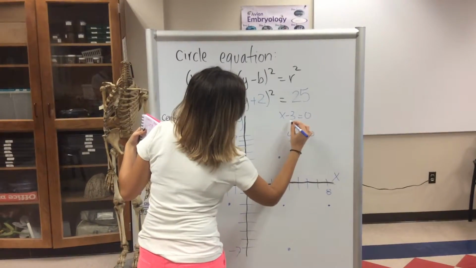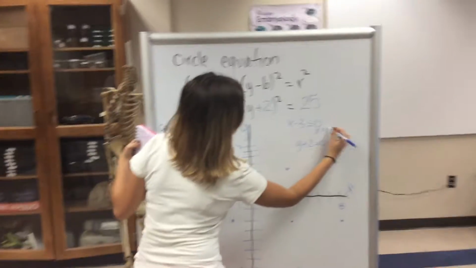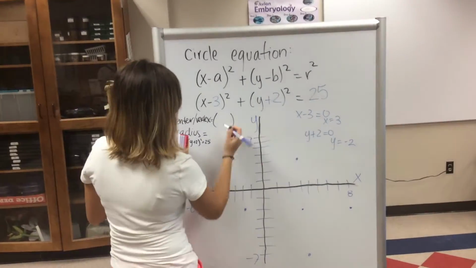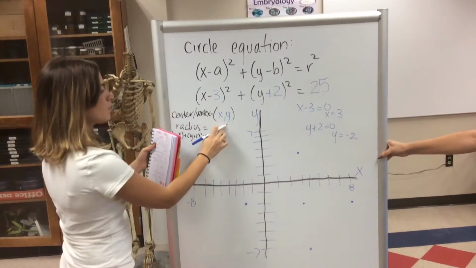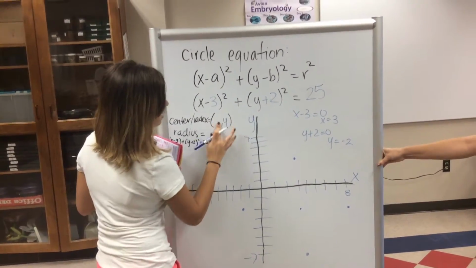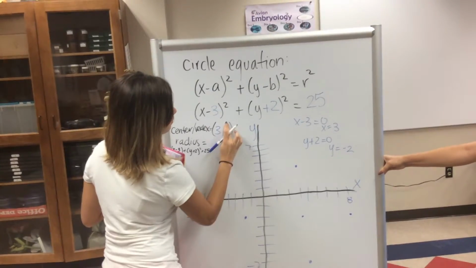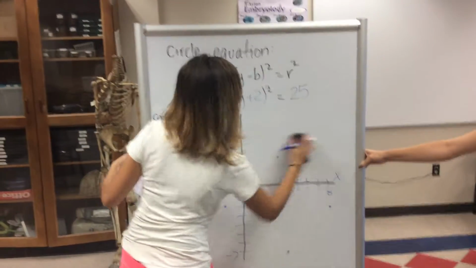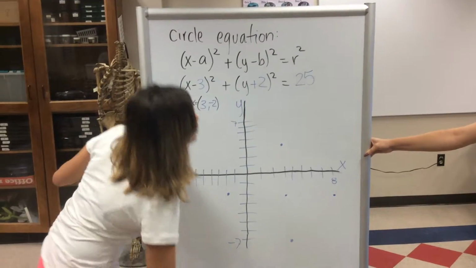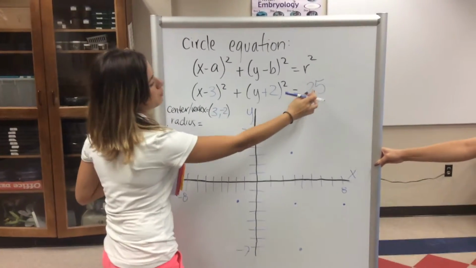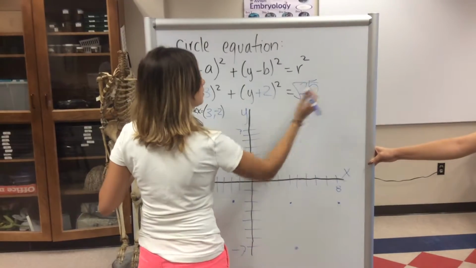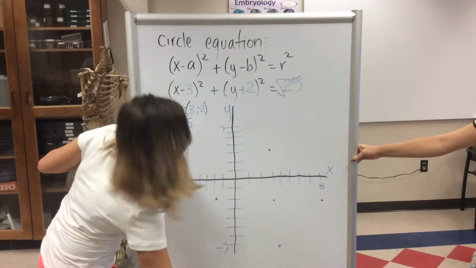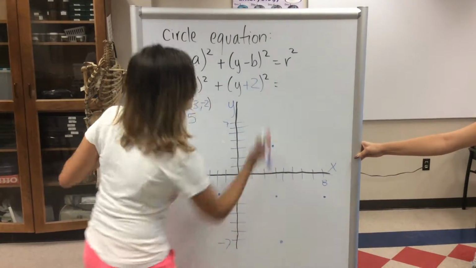So for x, you would move the 3 to the other side, so x would just be 3 and y would just be negative 2. So then my vertex, you would just put x and y. So now you just replace your x with 3 and your y with negative 2. Now in order to find my radius, I would have to get the square root of 25. So when I get the square root, my radius equals 5. So we can rewrite the 25 as 5 squared.